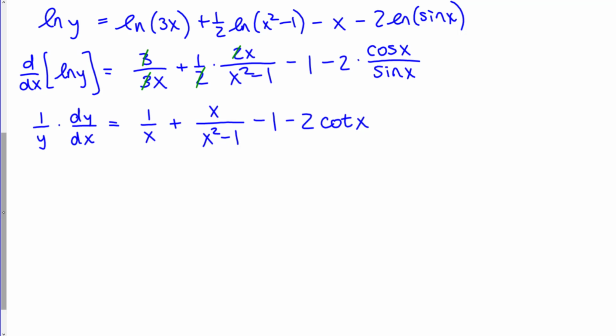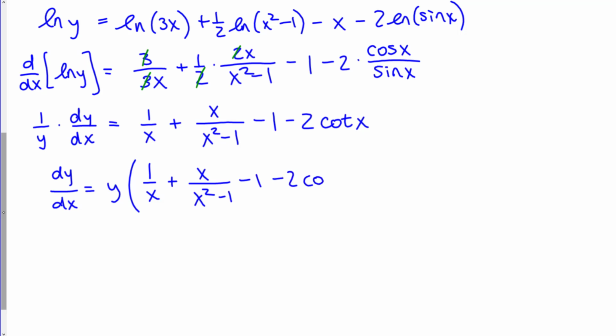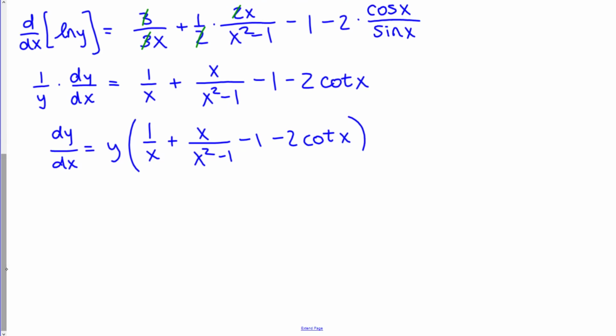I do, however, need to multiply this y to the other side of the equation in order to get the derivative by itself. More than anything, this is just a bunch of rewriting the same things over and over again. And as you do a couple of problems, you'll probably not write down as many steps as I am right now. So dy dx equals, so it's y times all of this stuff.